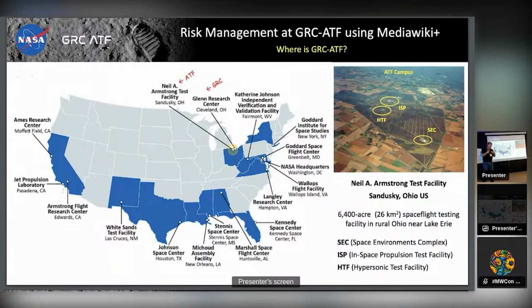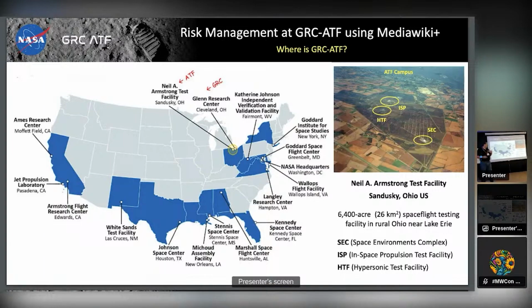So a little bit about my world. NASA is in many places throughout the United States. This is a map that shows all the different places where you can visit a NASA center. We're in north central Ohio, at a place called the Armstrong Test Facility in Sandusky, Ohio. We operate some of the world's largest space environment test facilities. I've identified just a few of them on the map.